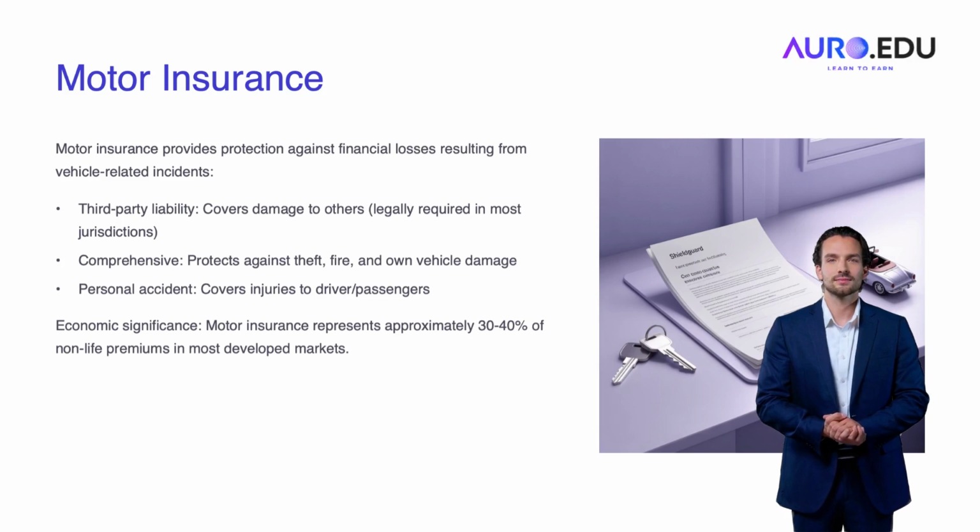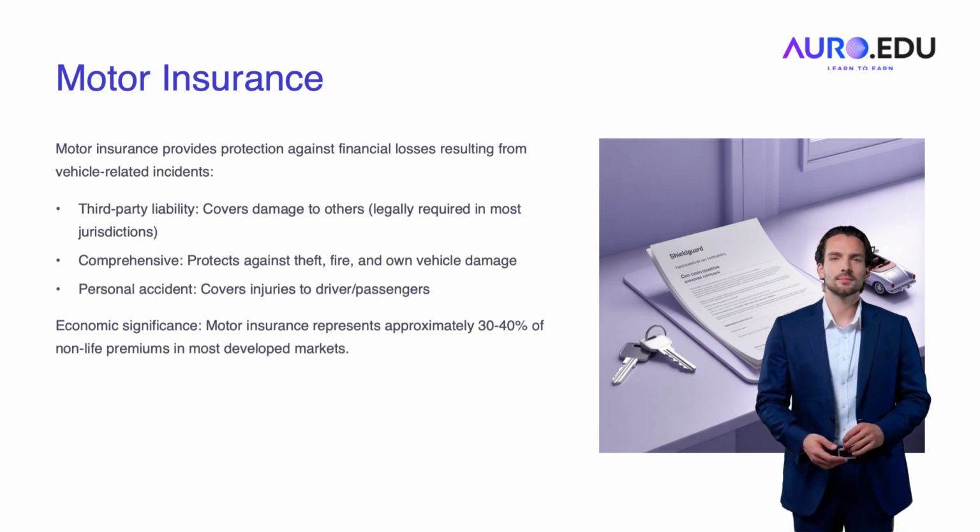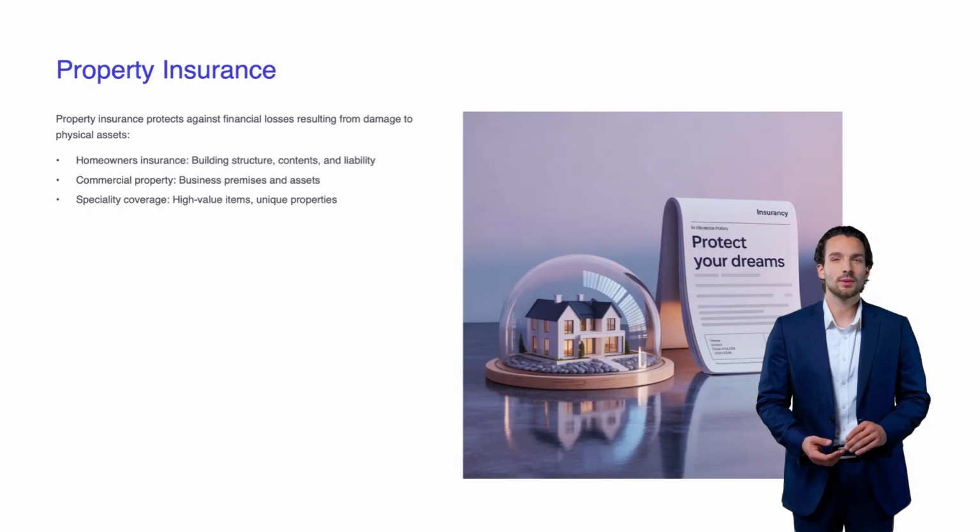Motor insurance. Motor insurance protects against losses from vehicle accidents, theft, and damage. Third-party liability is mandatory in many countries, ensuring victims are compensated. Comprehensive coverage adds protection for your own vehicle and personal accident coverage for injuries. Risk-based pricing takes into account the vehicle type, driver history, and location. With the rise of telematics and autonomous vehicles, the industry is undergoing major shifts in how premiums are calculated and liabilities are assigned.